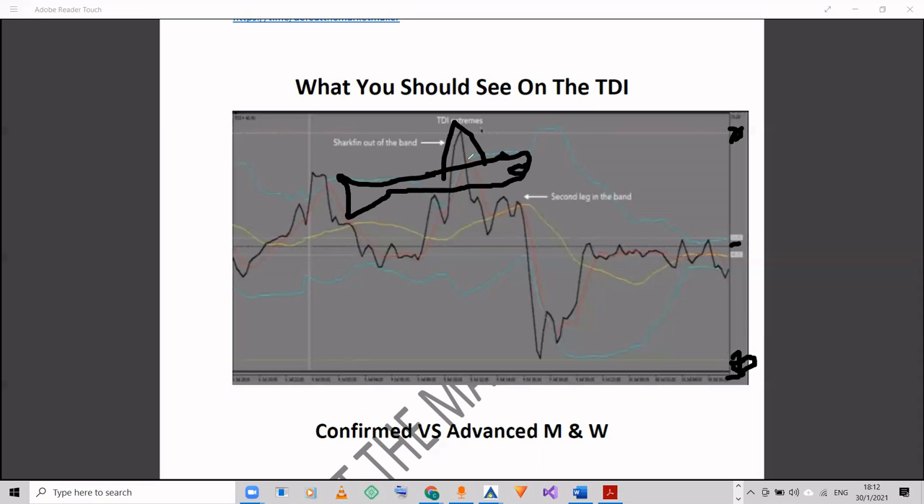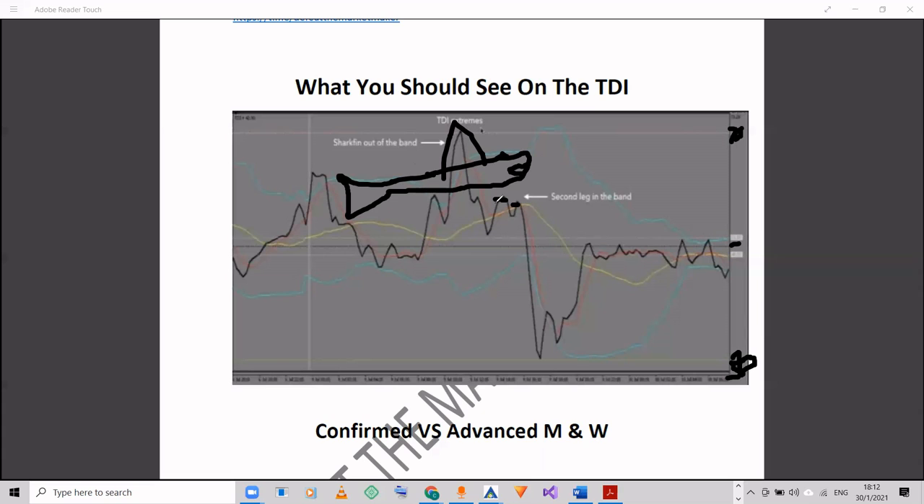The black line right here is the RSI. The red line is the signal line. The yellow line is the market baseline. So price gives a second leg. As you can see, this is the first leg right here, and this is the second leg. Price gives the second leg in the band.